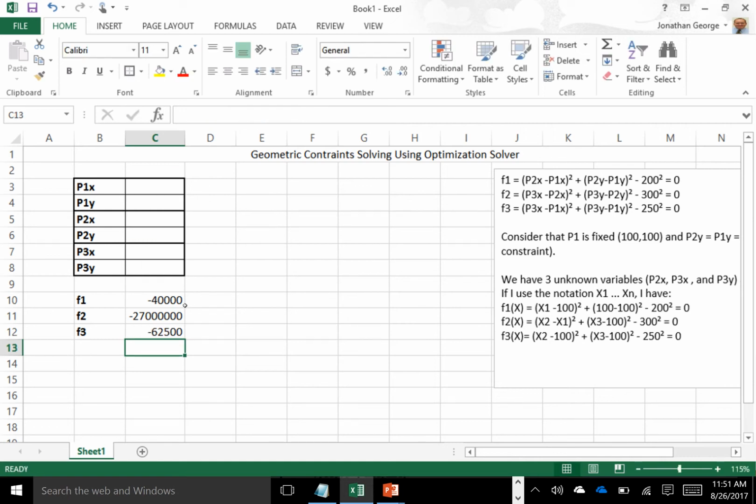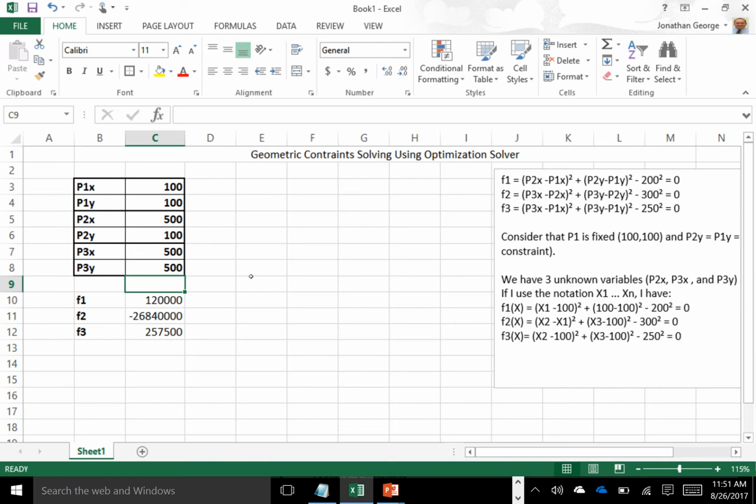Okay, so we have these 3 constraint equations. We know that from the additional constraints here that P1 is fixed at 100 and 100. Additionally, that P1 and P2 are horizontal. So I'll take the y coordinate for P2 and make it equal to the P1 coordinate. Okay, and we're just going to make some guess over here at these other ones. Let's maybe call it like 500, 500, 500.